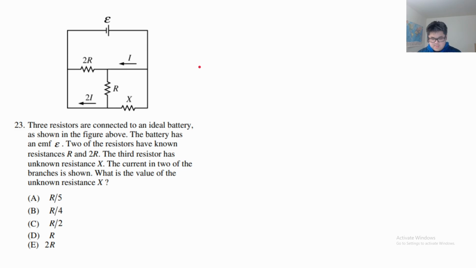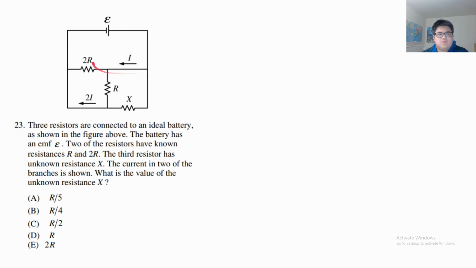Anyway, I'm back. So question 23 is pretty hard. It requires you to understand Kirchhoff's loop rule as well as the junction rule. The junction rule states that the current flowing into a junction has to be equal to the current flowing out of the junction. So the current flowing in here must be equal to the current flowing out of here, which are both here and here.